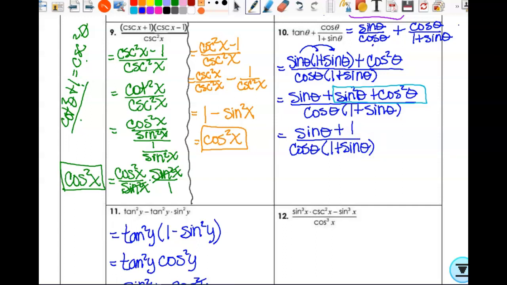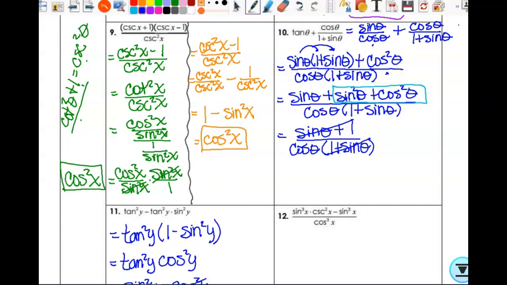Now, is sine theta plus 1 the same as 1 plus sine theta? Yes. 2 plus 3 is 3 plus 2, right? Is sine minus 1 the same as 1 minus sine? That is a no, and we'd have to factor out a 1 or something. But this is fine. These are identical, so I'm going to cancel those out. See, if I had distributed here, I would have had to factor it back out.